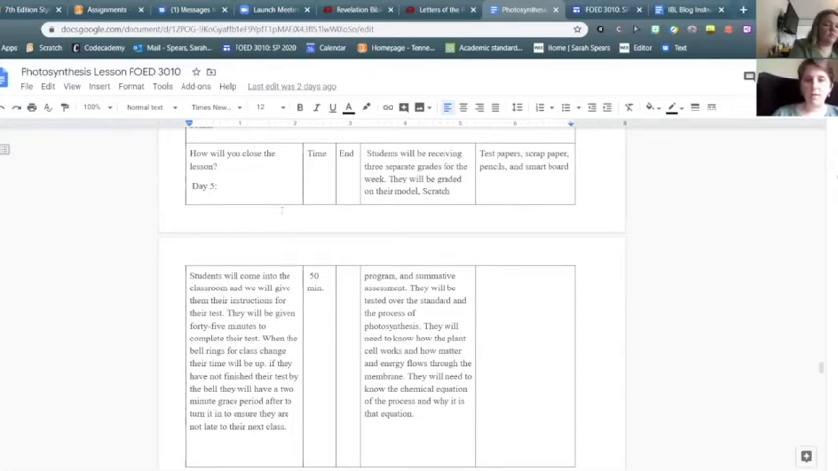So they're going to work up into the bell if they need it. And then we're also going to give them a little grace period after the bell too, if they need it to turn it in. But we want to make sure they're not late for their next class. So they'll have 2 minutes after the bell if they need to stay and finish it.